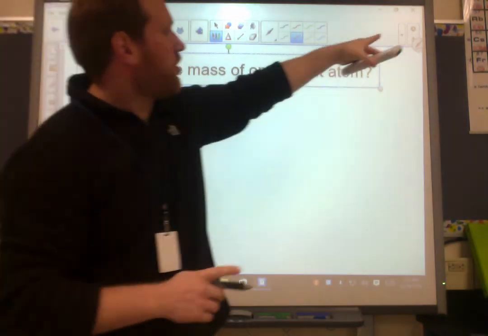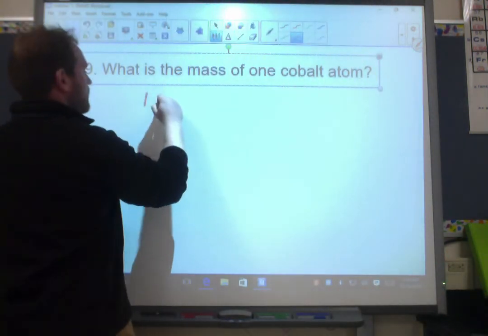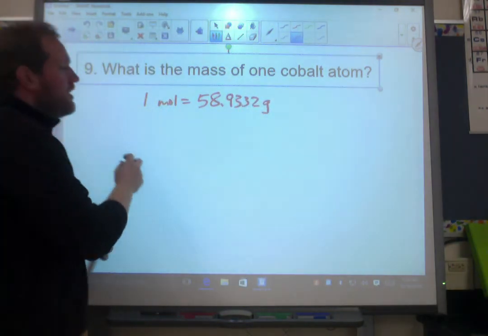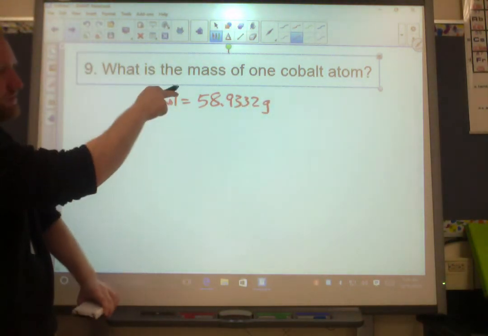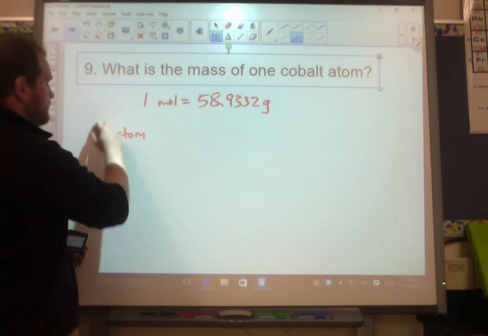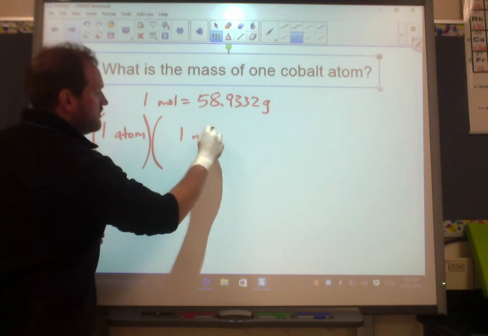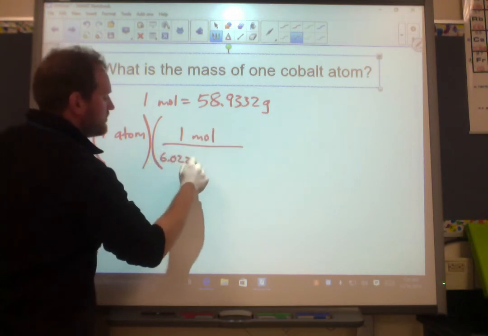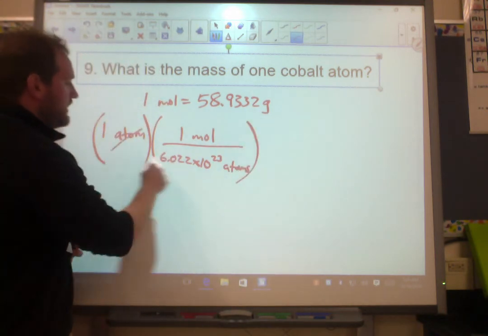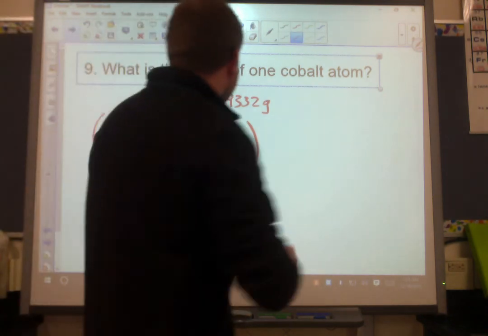So let's look up cobalt here. Cobalt is number 27, 58.9332. So 1 mole equals 58.9332 grams. All right, so we have to start by taking our atom and put that into moles. So 1 atom times, and we're going to use Avogadro's number here, 1 mole per 6.022 times 10 to the 23rd atoms. Cancel, cancel. Obviously, this is going to be a ridiculously small number, but we'll move on.